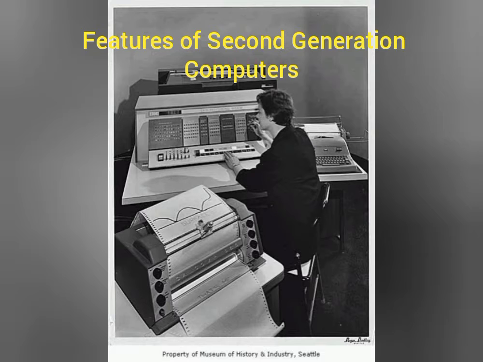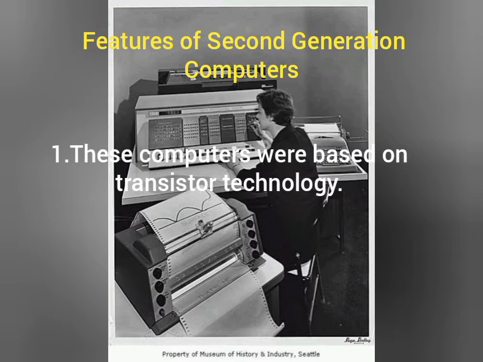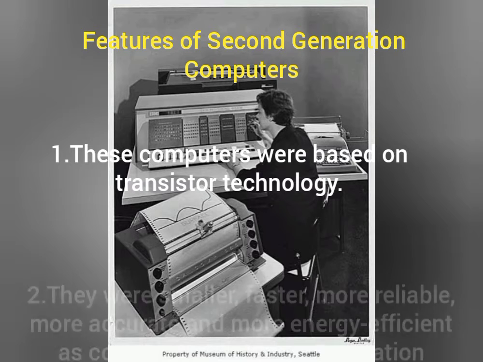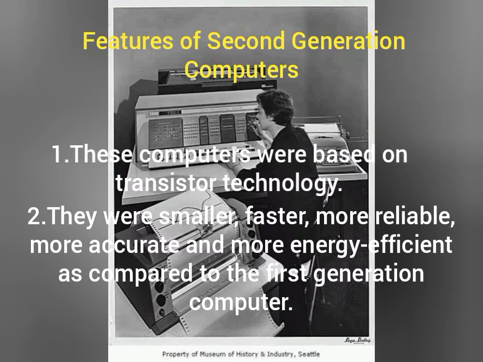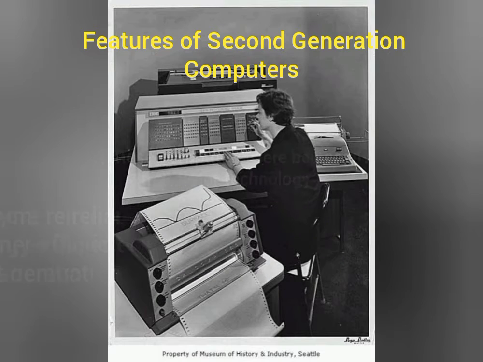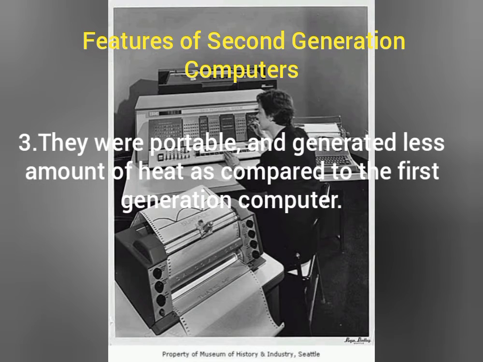Features of second-generation computers. 1. These computers were based on transistor technology. 2. They were smaller, faster, more reliable, more accurate and more energy efficient as compared to the first-generation computer. 3. They were portable, and generated less amount of heat as compared to the first-generation computer.